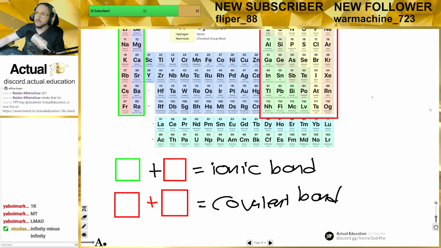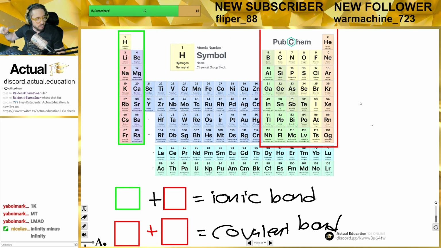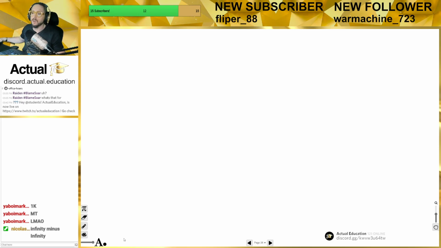All right, so anything from that left area, that green with the red, that's an ionic bond. Anything that's two things in the red area, that's a covalent bond. You can't have bonds between two things on the green area. That doesn't happen. So the difference between these two bonds. Okay, so ionic bonds.